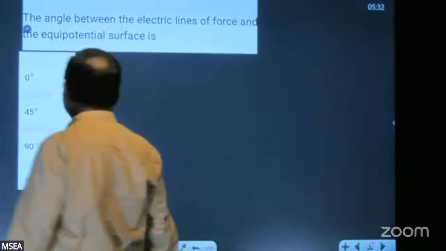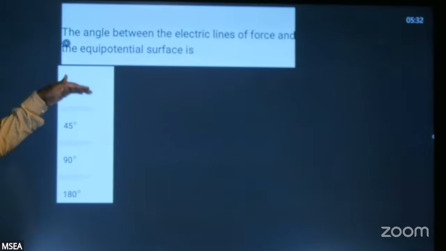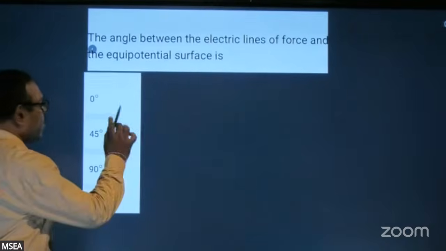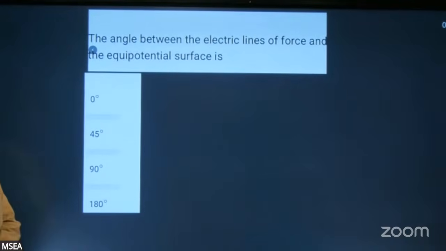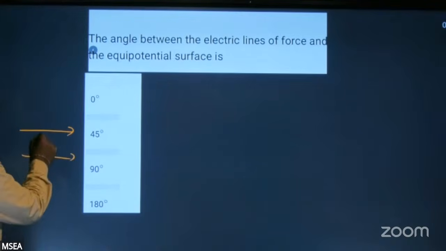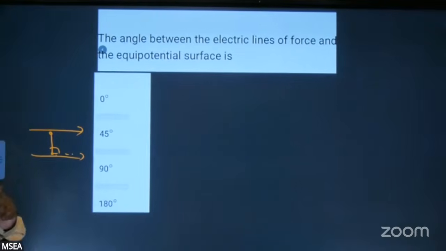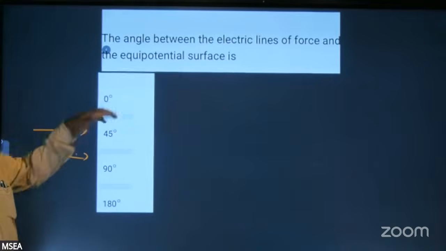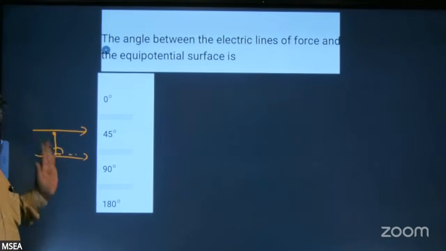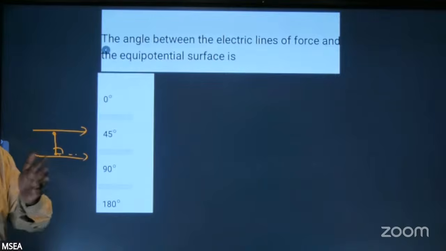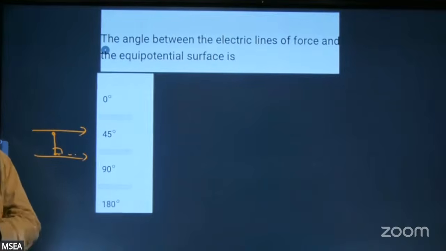Yes. Then what about the angle between electric lines of force and the equipotential surface? Just now I gave, always remember the equipotential surface and electric field. This is the electric field and this is the equipotential surface. Always they are perpendicular. You must remember, this is the standard point. The angle between electric field lines and the equipotential surface is 90 degrees.